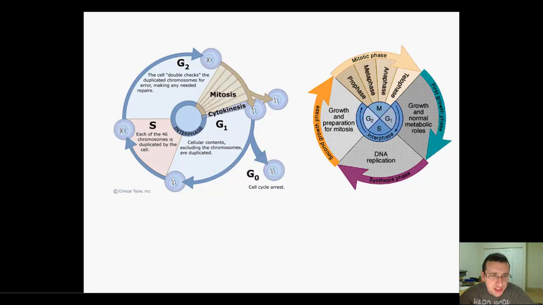Also notice this G0 business here. Cells called G0 go into what's called a cell cycle arrest. Now these are cells which cannot continue mitosis. They can never replicate. They can never grow and never duplicate. Why would you need a cell that can't do that?